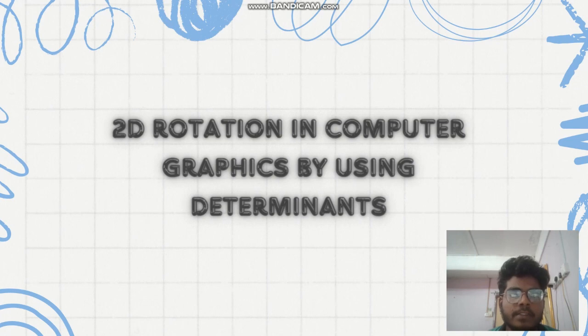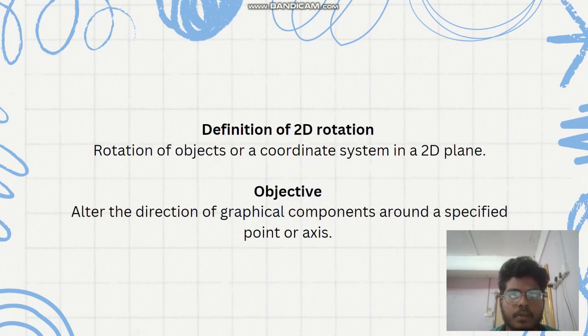Now I would like to explain about using determinants in real life domains. First, I will discuss the concept of 2D rotation in computer graphics by using determinants. Okay, let's start by understanding what 2D rotation entails. In computer graphics, 2D rotation involves altering the orientation of an object or a coordinate system within a two-dimensional plane. The primary goal is to change the direction of a graphical component around a specific point or axis.